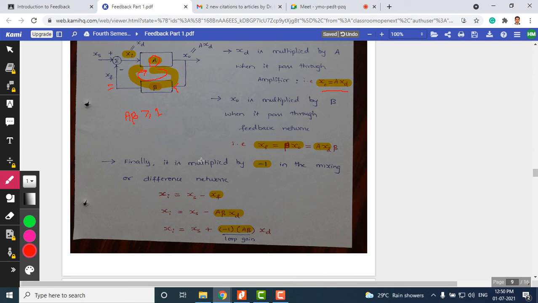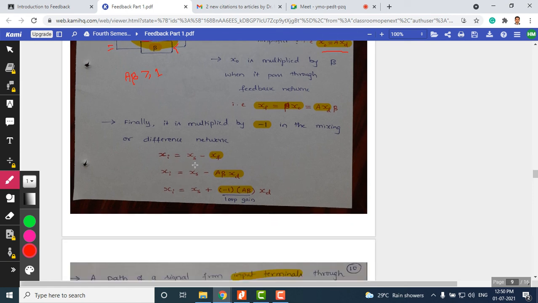Now, you can observe the difference signal, or xi signal, here. xi is nothing but xs minus xf, and xf is nothing but A beta times xd. With a slight modification, instead of having a negative sign here, we can write a plus sign and multiply by minus 1 with A beta as it is. This is called the loop gain here. Minus A beta is nothing but the loop gain.